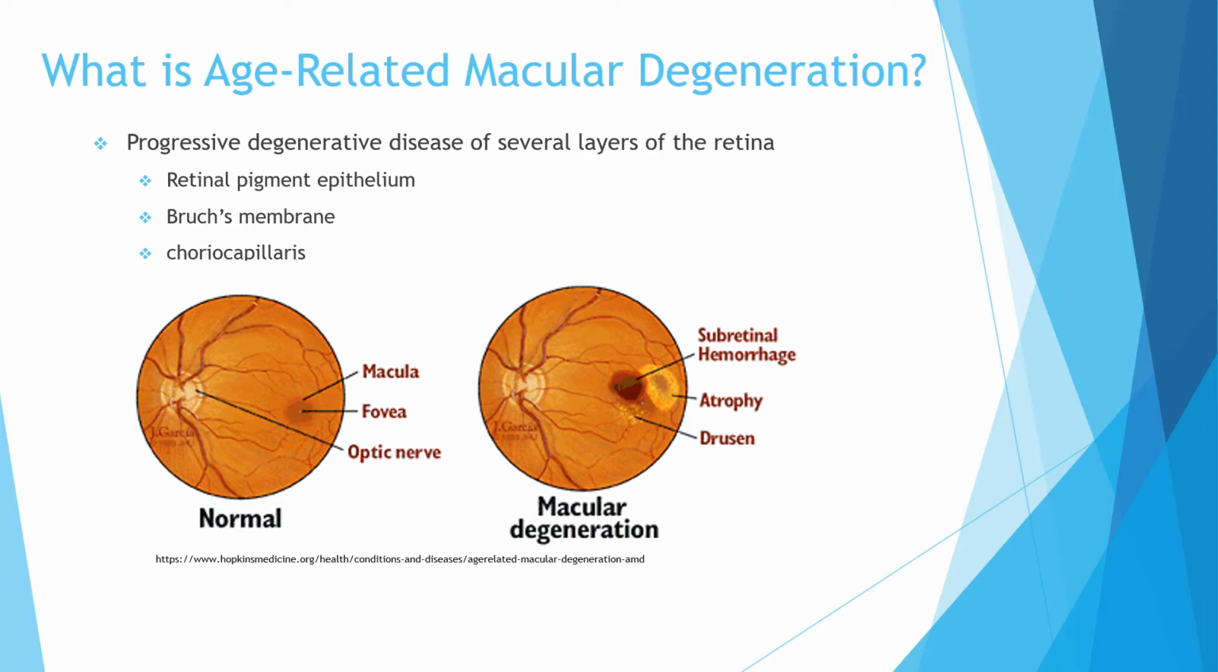And this condition is age-related, so as a person ages, there's a progressive degeneration of different layers of the retina. And specifically, we have noted on the slide the retinal pigment epithelium, or the RPE, the Bruch's membrane, which is the innermost layer of the choroid, and finally the choriocapillaris, which is a layer of capillary system immediately adjacent to Bruch's membrane.